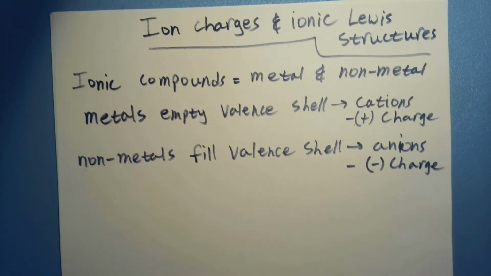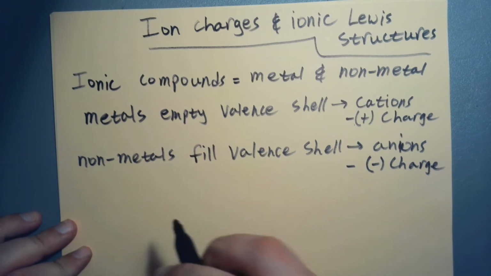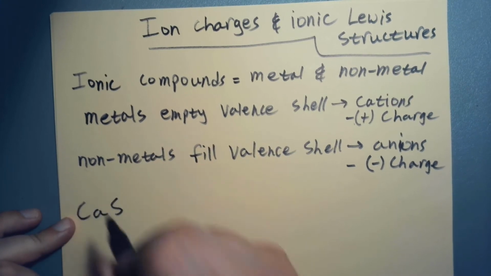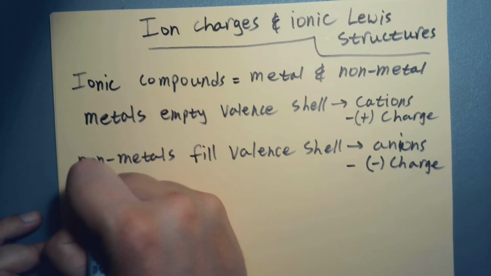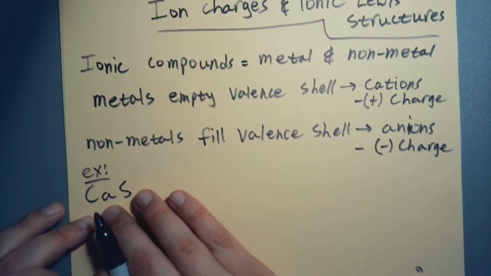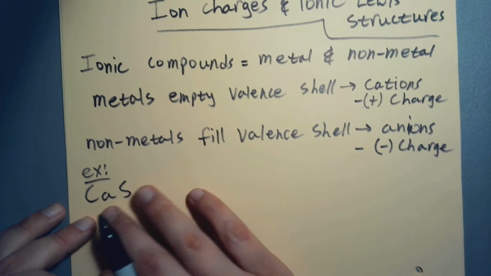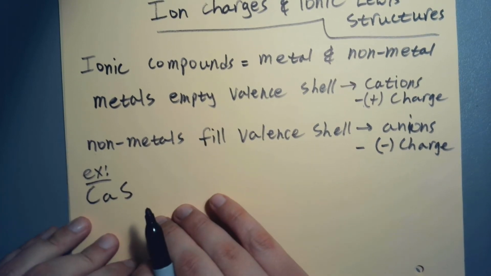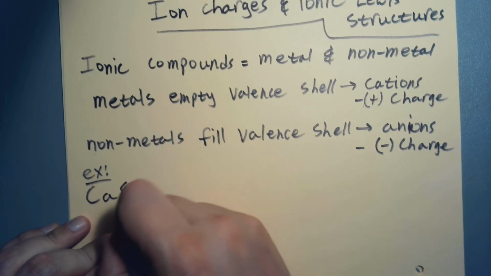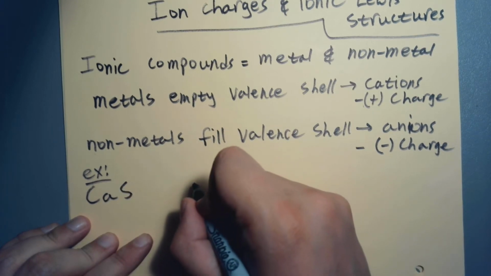So, how do we draw the Lewis structures? Well, if we have something like, I don't know, let's do calcium and sulfur. All right. Well, we've got a metal and a non-metal, right? So we have an ionic compound. Well, I'm going to draw the atoms first. These aren't going to share electrons. These are going to have transferred electrons. It's an ionic compound.